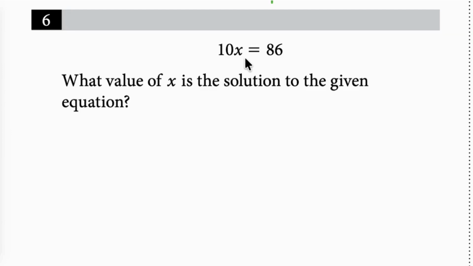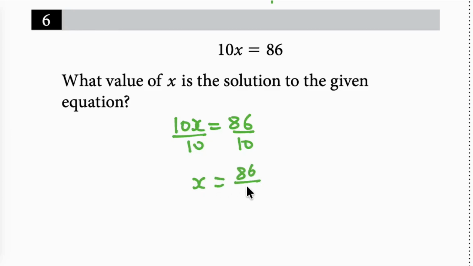Sixth question is 10x is equal to 86. What value of x is the solution to the given equation? So we have to find the value of x. So if 10x is equal to 86, we will divide by 10 on both sides. So x is equal to 86 by 10.